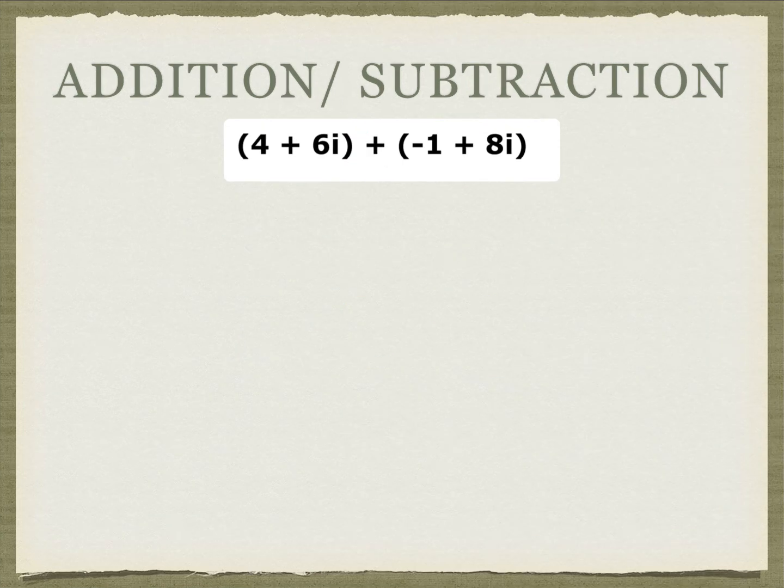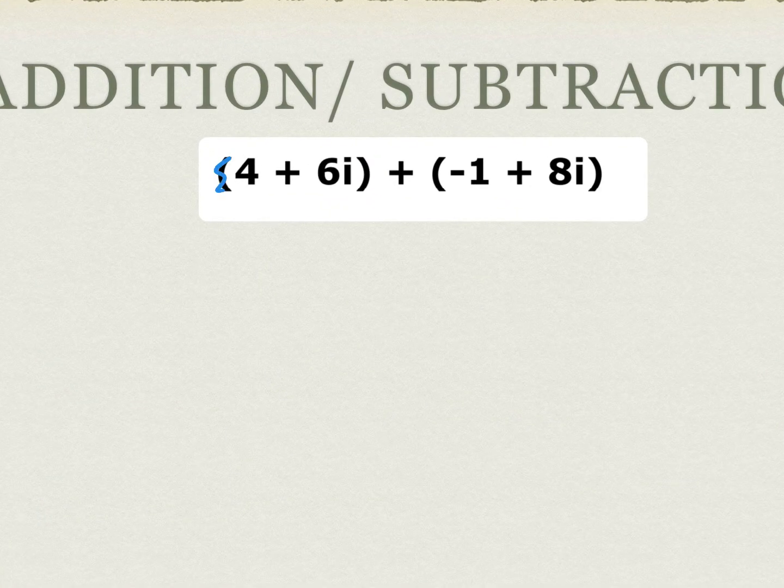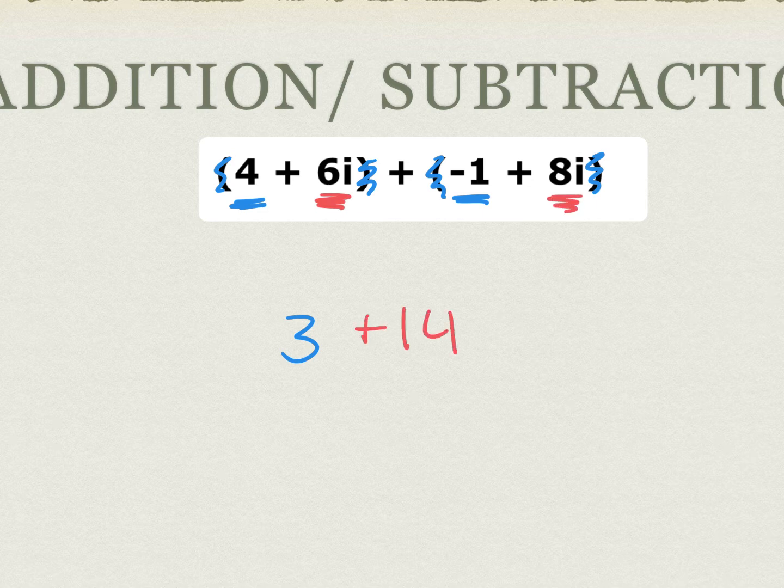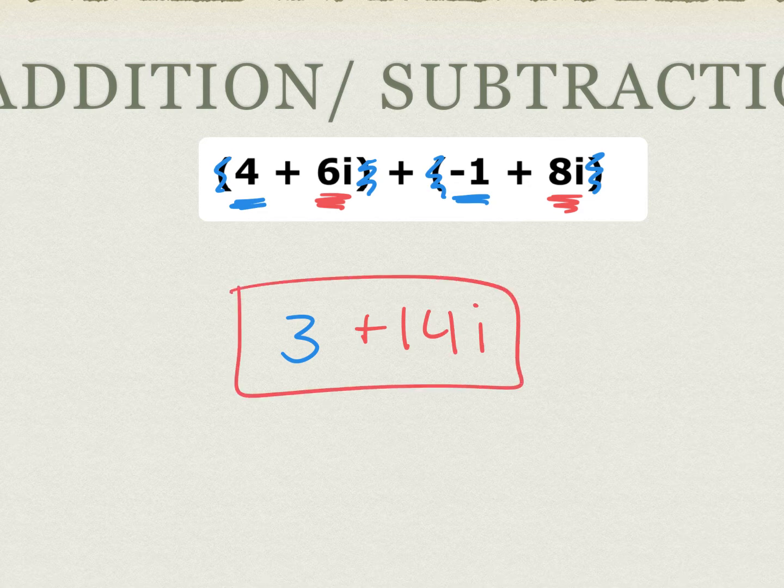All right, so the next one, we're adding, so we can just get rid of our parentheses, we don't need them. And we're gonna add our like terms. So what's a like term with 4? -1. So what's 4 minus 1? 3. So we add our real numbers, then we add the imaginary. So what's 6i plus 8i? 14i. That's our answer. So remember the real number first, then the imaginary.